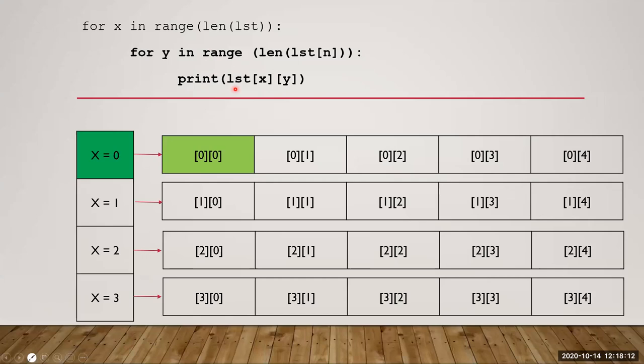The loop inside is basically the 0, 1, going through the actual values inside. This one only iterates through the rows. So to access it, you do just list X, Y.